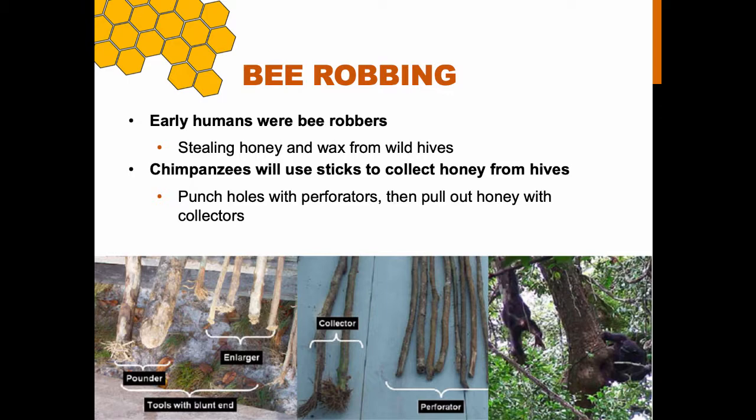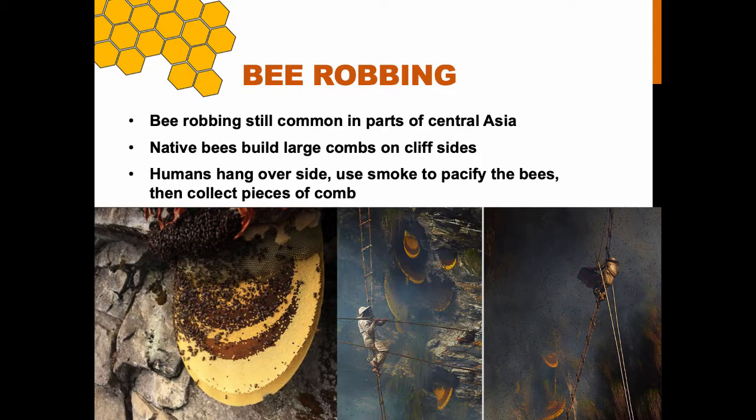And then they've got these collectors, which are basically trees or shrubs they pull out of the ground. So they have bushy root balls at the bottom, and they'll insert those into the hive, swish them around to collect honey on the roots, and then pull that out and eat the honey off of that. So other animals recognize that honey is delicious and go after it as well. And so bee robbing is believed to have been sort of the basic way that people went after honey for a long time.